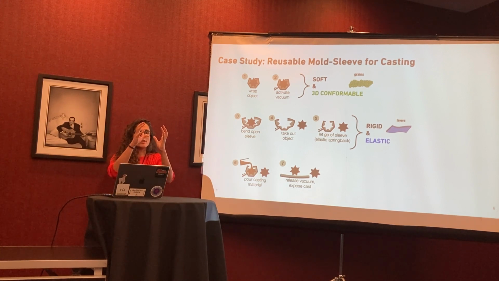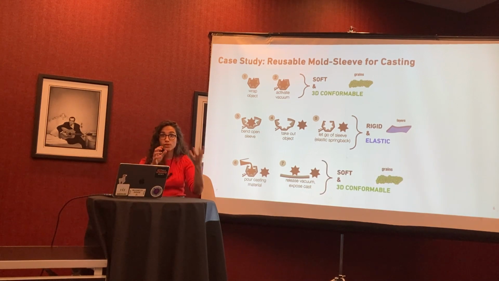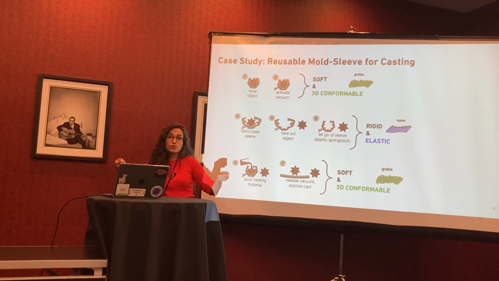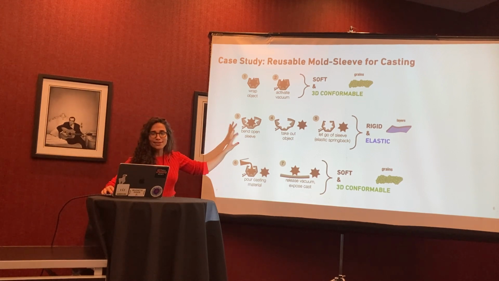Finally, I have my structure. I poured some casting material in it. I waited for it to cure, and then now I want to remove it. I again want it to be soft and 3D conformable because I don't want to chip certain parts of my object if I'm opening it up in a certain dimension. To quickly show that I'm not lying.